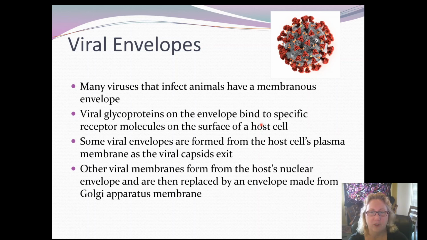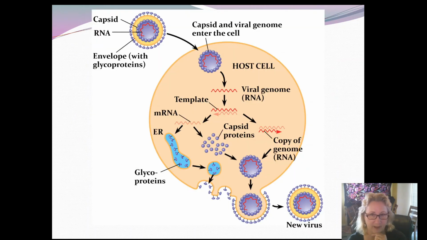This membranous envelope is stolen from the cells they infect. Sometimes it's stolen from the outer plasma membrane of the cells. Sometimes it's stolen from the nuclear envelope and the Golgi apparatus membrane, but it is made from phospholipids that are synthesized in the host cell. Viral genomes do not contain genes for synthesizing these lipids or phospholipids. They obtain them from the cells they infect.